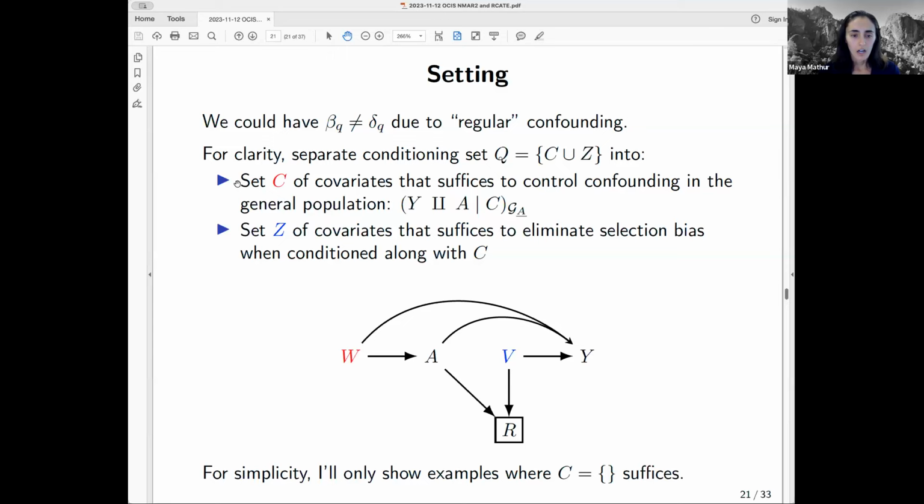Our second covariate set, Z, are those that suffice to eliminate selection bias when they're conditioned along with C. So for example, in this structure here, we could set C equal to W. That would eliminate backdoor paths between A and Y in the general population, so not conditional on R. And as we'll see, our set Z of covariates that would eliminate selection bias when conditioned along with C could be just V itself. Now, just for simplicity in the examples to follow, I'm going to show only cases where the empty set suffices to eliminate confounding in the general population.